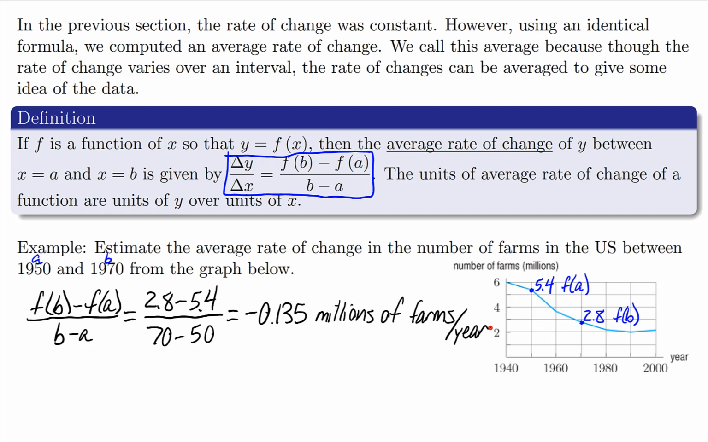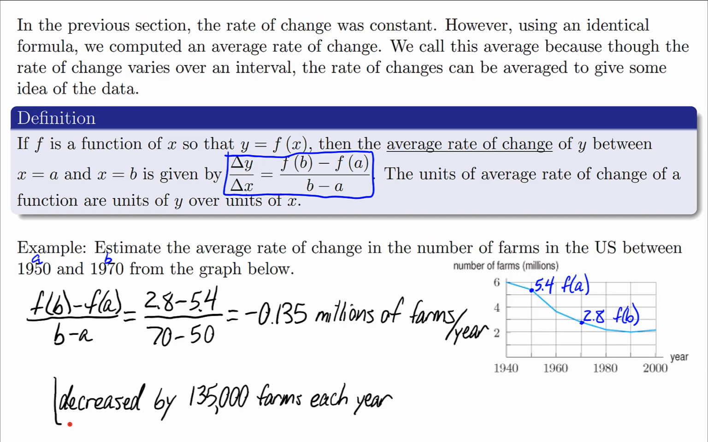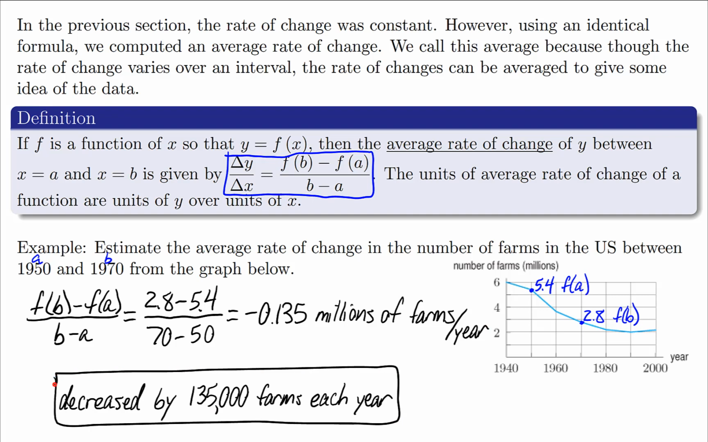So let's write it this way. The number of farms decreased by 135,000 farms each year. So it's much better to change the negative sign to the word decreased and to change this weird 0.135 million to the simpler answer of 135,000. Watch out for this on a quiz or test potentially.